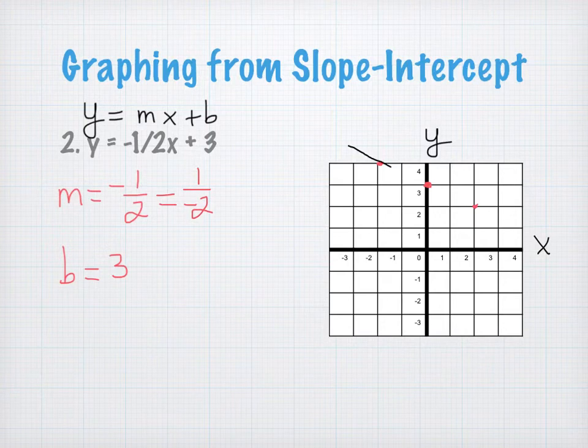All right, so then taking your ruler, go ahead and connect your points and draw your arrows. So there's the graph of the line y equals negative 1/2 x plus 3 using slope-intercept form.